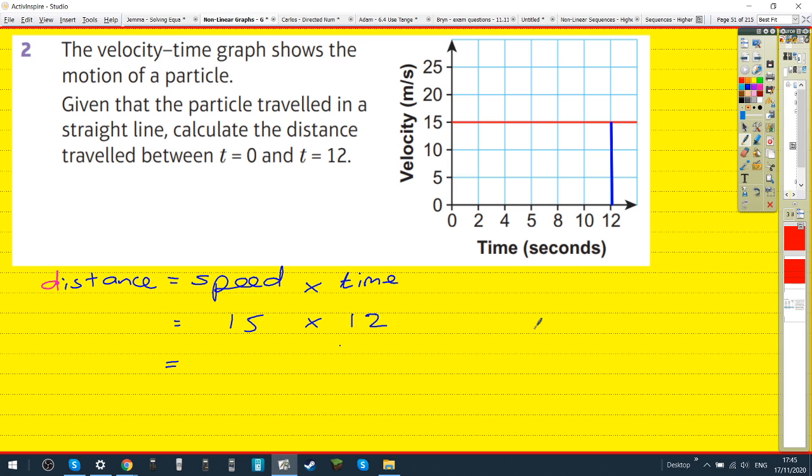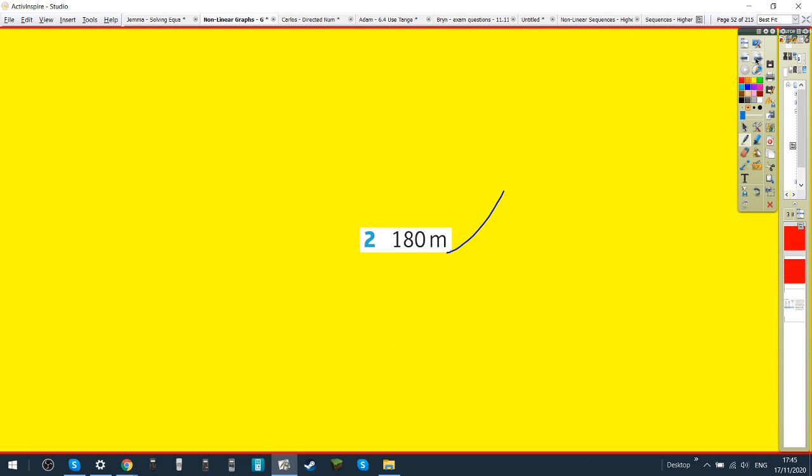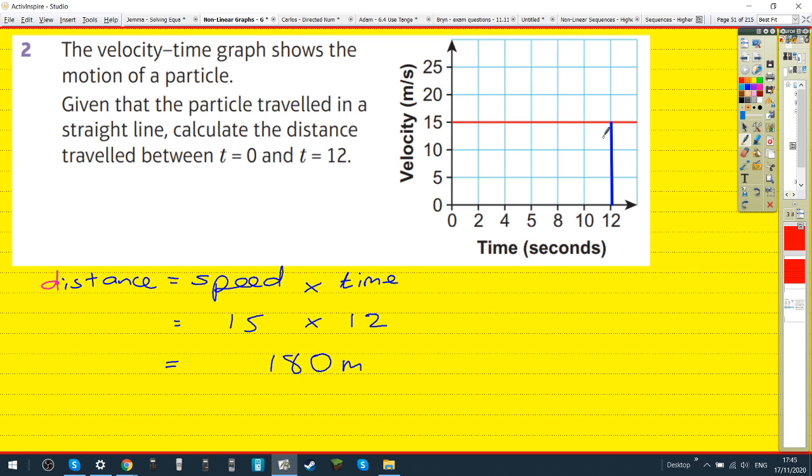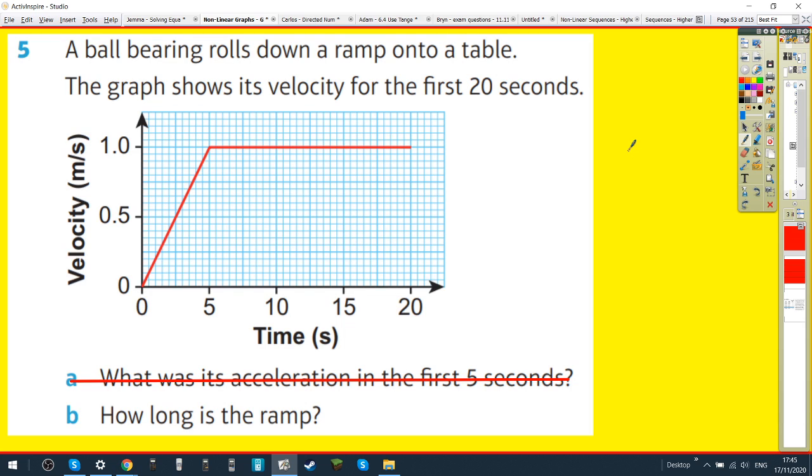So what do you get? So 12 times 15. That is 180. That's 180 meters, I think. Meters, yeah, because it was meters per second. And so the area will give you the distance. Okay, how about this one?